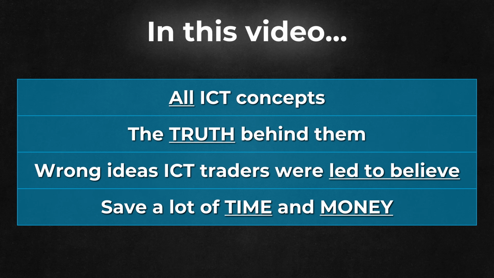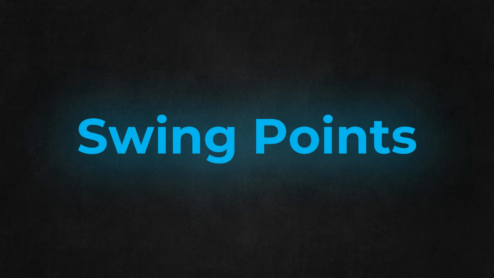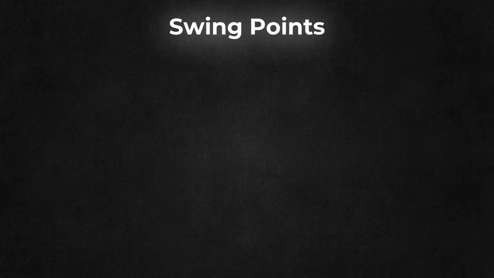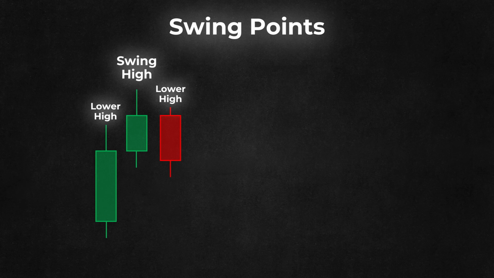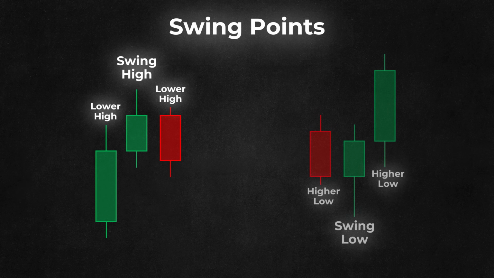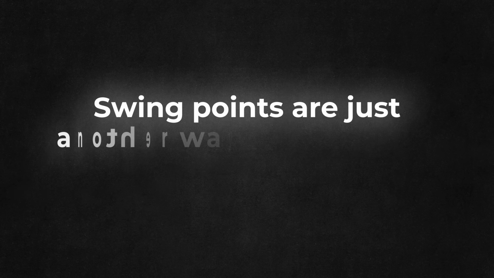Let's begin with the concept of swing points. This is a very simple idea. A swing high occurs when there is a lower high to the left and a lower high to the right of a candlestick. In the same way, a swing low occurs when there is a higher low to the left and a higher low to the right of a candlestick. This is just another way of describing highs and lows in the chart.